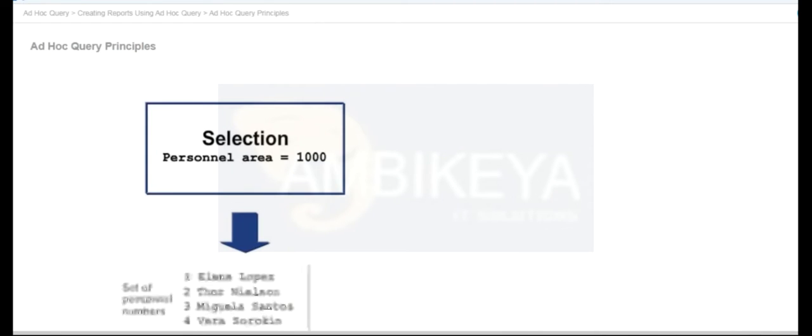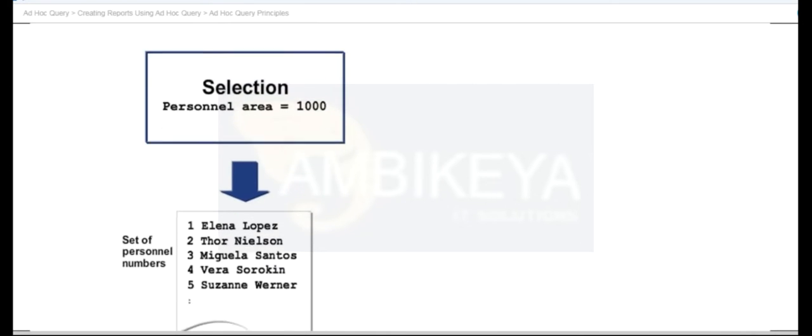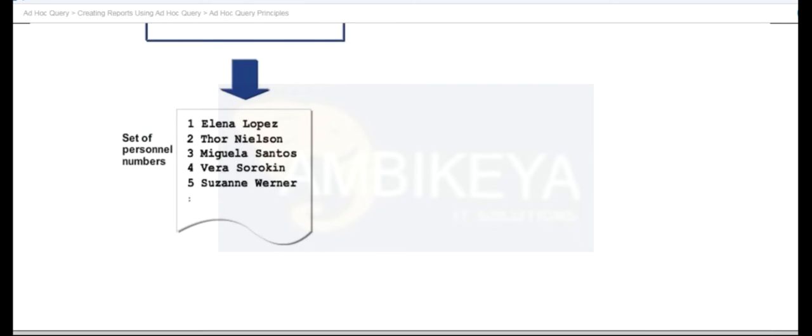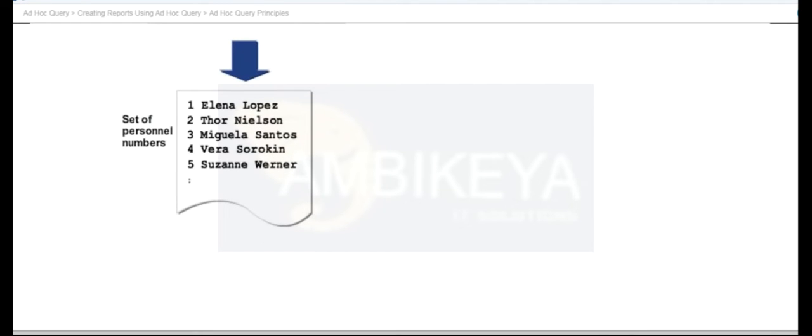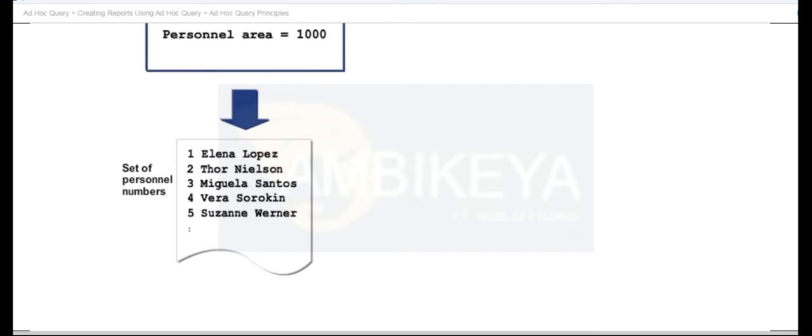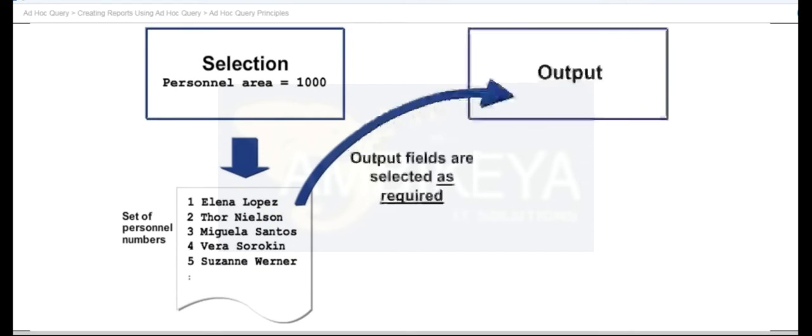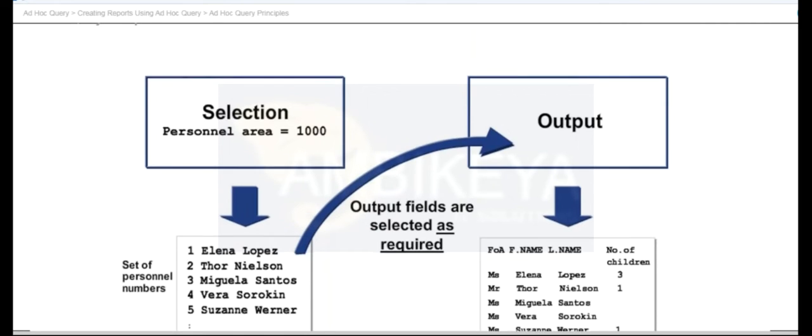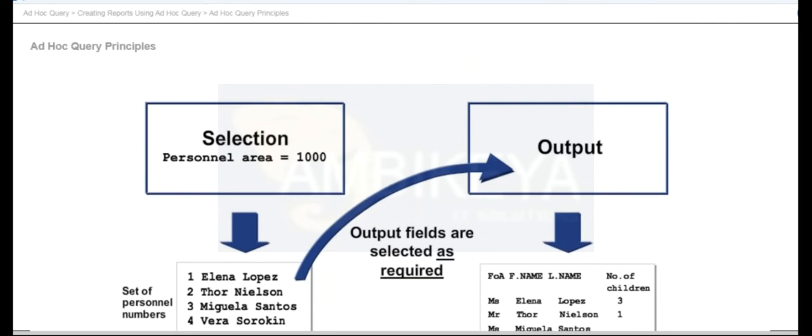The basic mode of operation of Ad Hoc Query consists of the following steps. Define one or more selection criteria and then start the selection. The result of this selection is a set of objects such as persons, applicants, business events, or positions. Output the data as required for the selected objects.